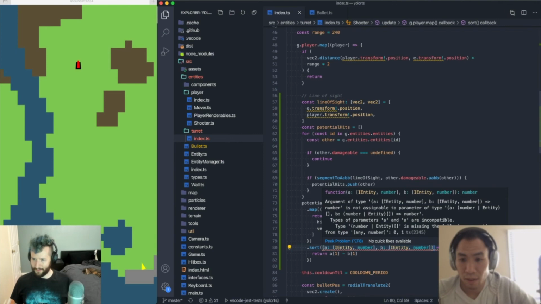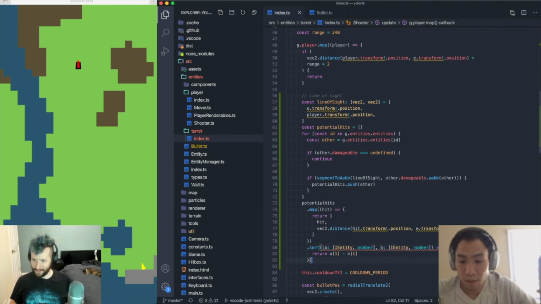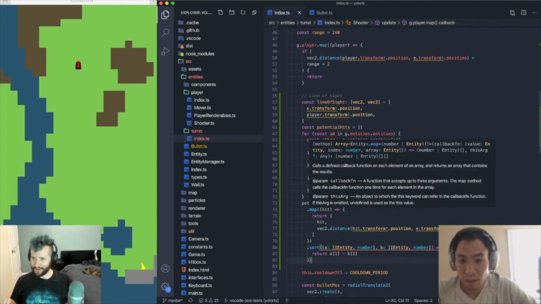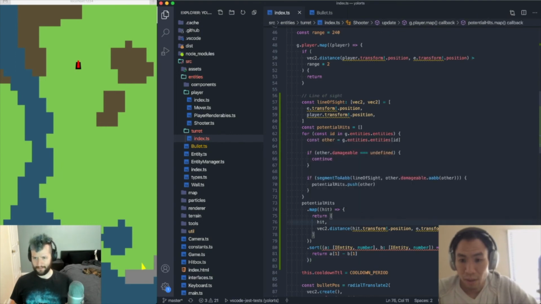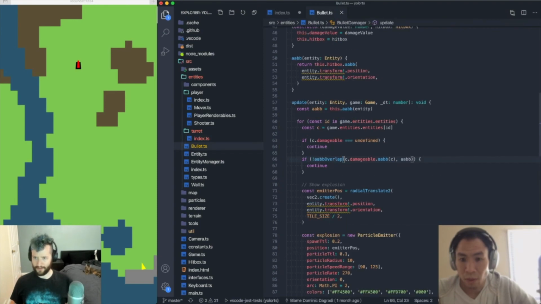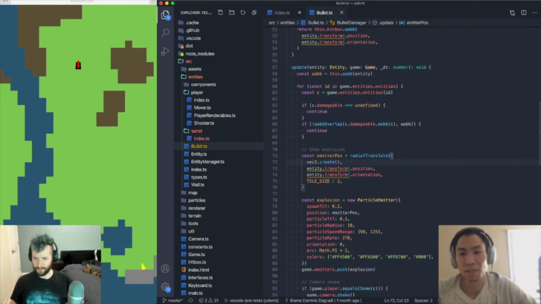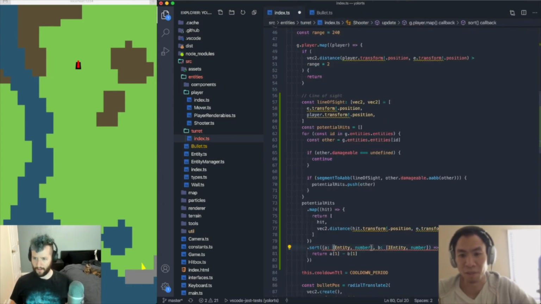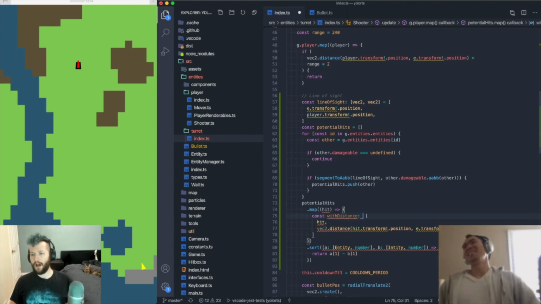Number or entity? What is map? What am I mapping to? It's an entity. You know what it is? Your return value needs to be typed. You need to assign your return value in your map to something, because it thinks it's an array of either of those things and not a tuple. Yep. Thank you.